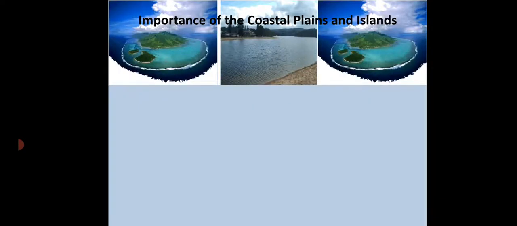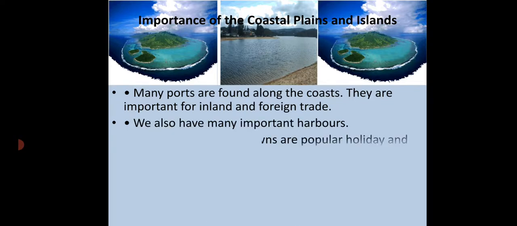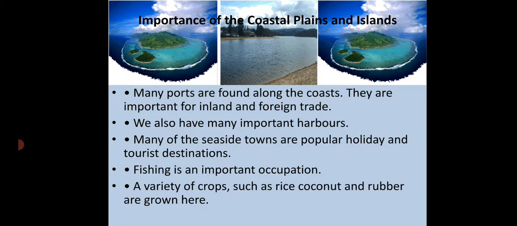Importance of coastal plains and islands. Many ports are found along the coast. They are important for inland and foreign trade. We also have many important harbors. Many of the seaside towns are popular holiday and tourist destinations because they are very beautiful. Fishing is an important occupation of these coastal plains. A variety of crops such as rice, coconut, and rubber are grown here. Islands are also a popular tourist attraction.